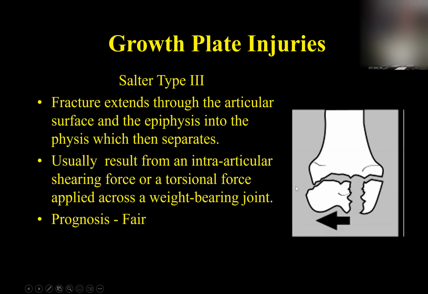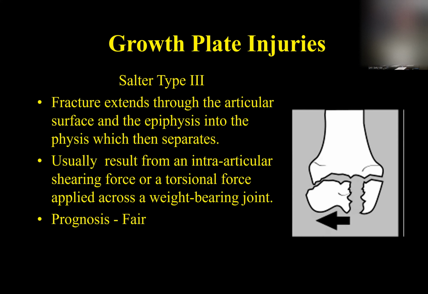A Salter-Harris type 3 fracture is a fracture that goes through the growth plate but exits the epiphysis. Okay, and you notice by definition of it exits through the epiphysis, what's on the other end of the epiphyseal portion of the bone is the joint space. So this is an articular fracture, a fracture that involves the joint space itself. Anytime you have any fracture that involves the joint space, the prognosis is not going to be as good.